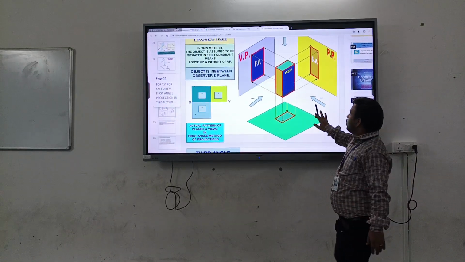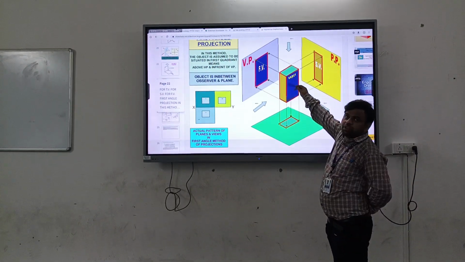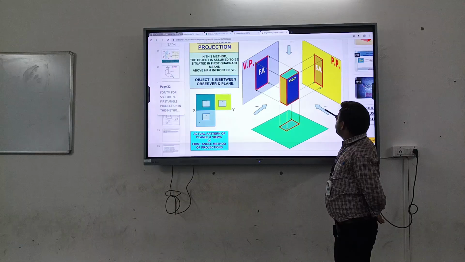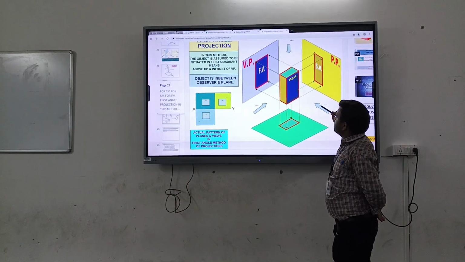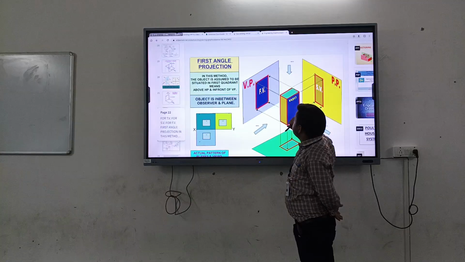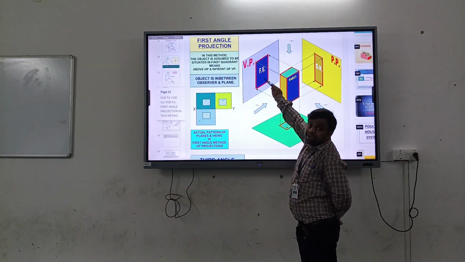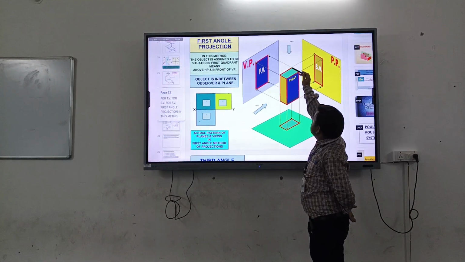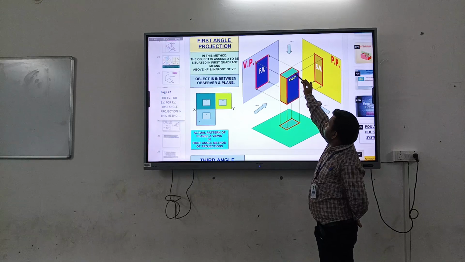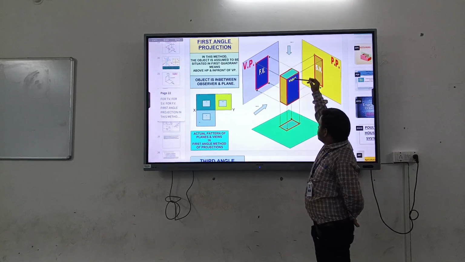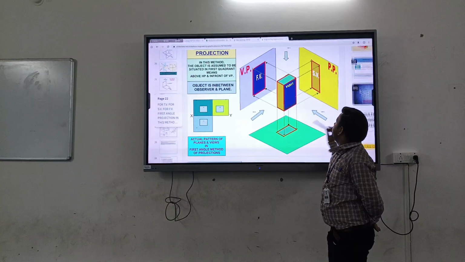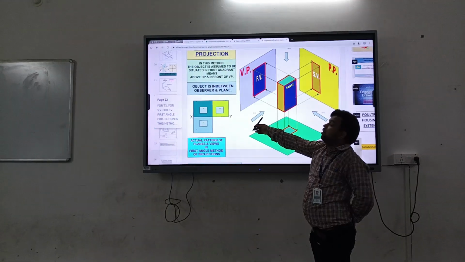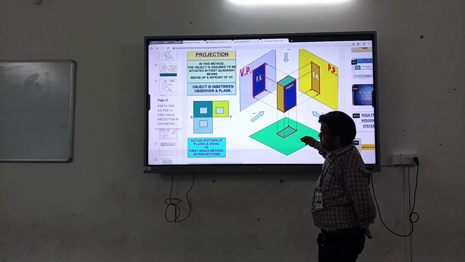So here the object will be situated here. This is the way to see the front view, from this direction. The front view will be lying in the vertical plane. And this is the top side, so to see the top, we have to see from this side. So the top will be lying in the horizontal plane. And this is the side view, so the side view will be on the profile plane.